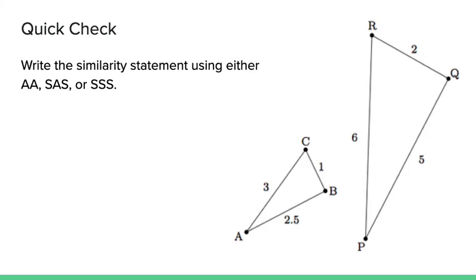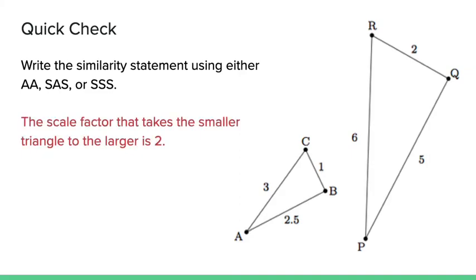And one last example for you. Write the similarity statement using either angle, angle, side, angle, side, or side, side, side. Hopefully you are spotting the fact that there's a scale factor that takes the smaller triangle to the larger, and the scale factor is 2. And so every pair of corresponding sides has the same ratio. So therefore, by side, side, side similarity, we can say triangle CBA is similar to triangle RQP.